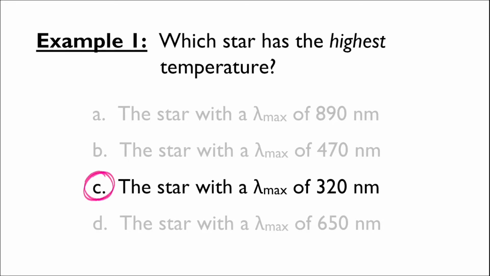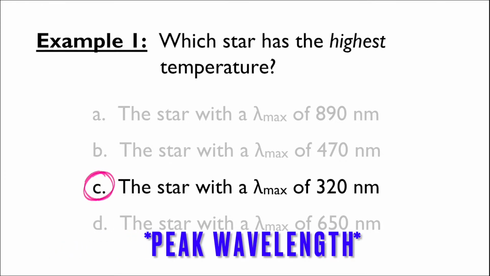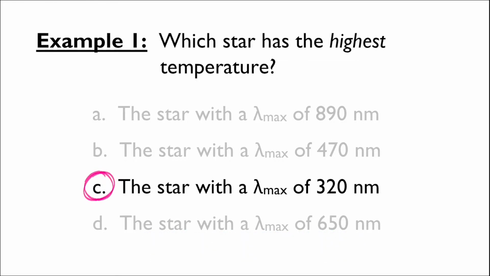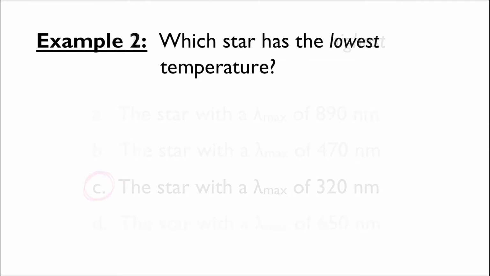Now we're looking for the star that had the lowest peak wavelength value, and that's the star with the lambda max of 320 nanometers. The shorter the wavelength, or the lower the number that represents the wavelength, the higher that star's temperature will be. So now let's see, which of these stars has the lowest temperature?